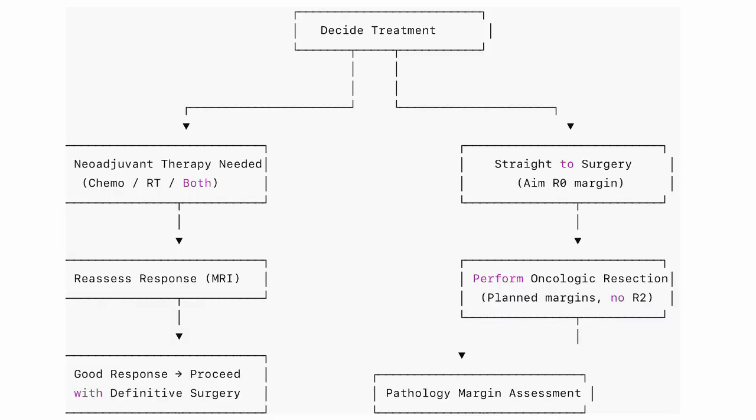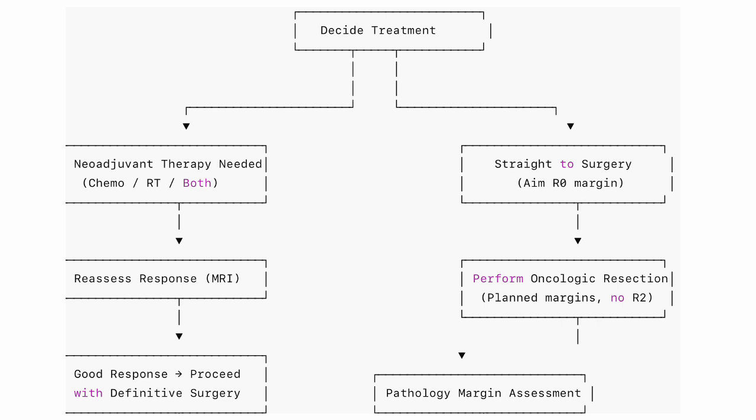So treatment can be neoadjuvant. The detail of each and every histological subtype has not been discussed in today's presentation. But then, of course, neoadjuvant, depending on the infiltration of the tumor, or straight to surgery, where we should aim for an R0 margin. With neoadjuvant, either chemo or RT or both, we should assess the response after the recommended cycles using the MRI. If there is a good response, then we should always proceed with surgery, which is the only curative or definitive management.